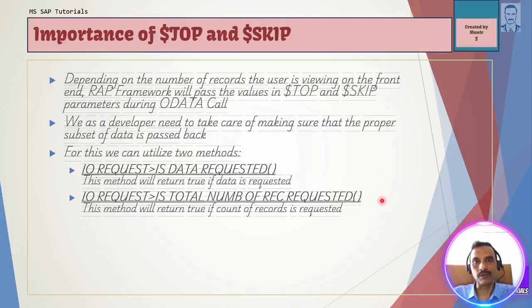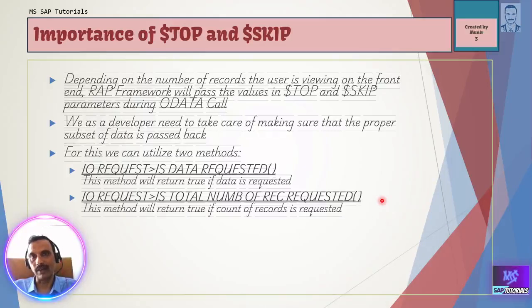So depending on what is requested, we should go and fetch our data accordingly. We will now have to understand the importance of $skip, $top, and $count that is coming in.